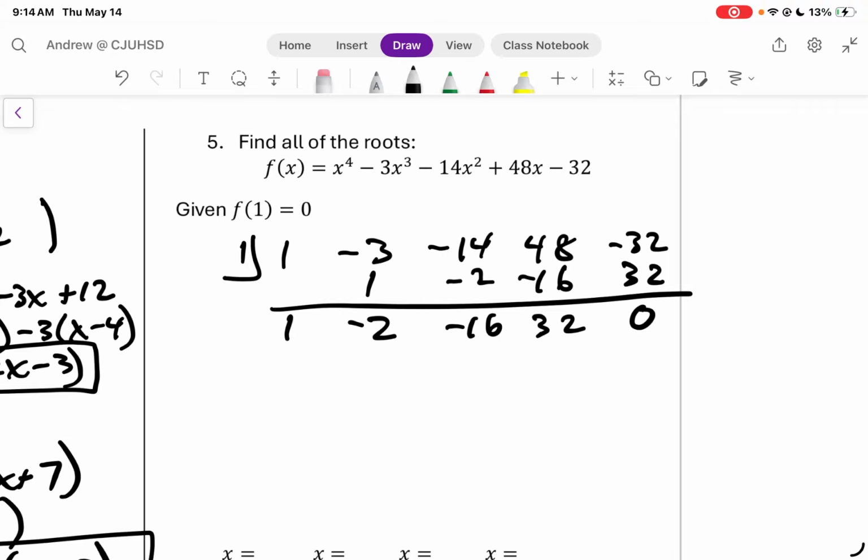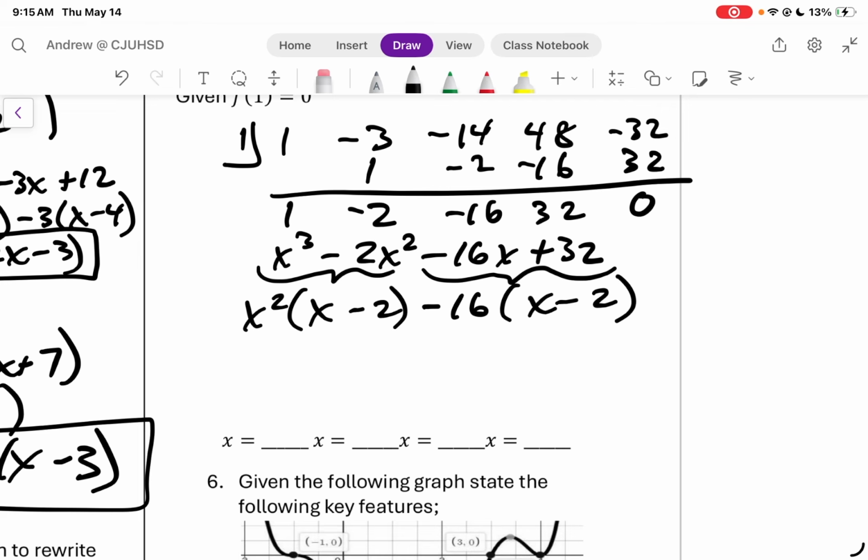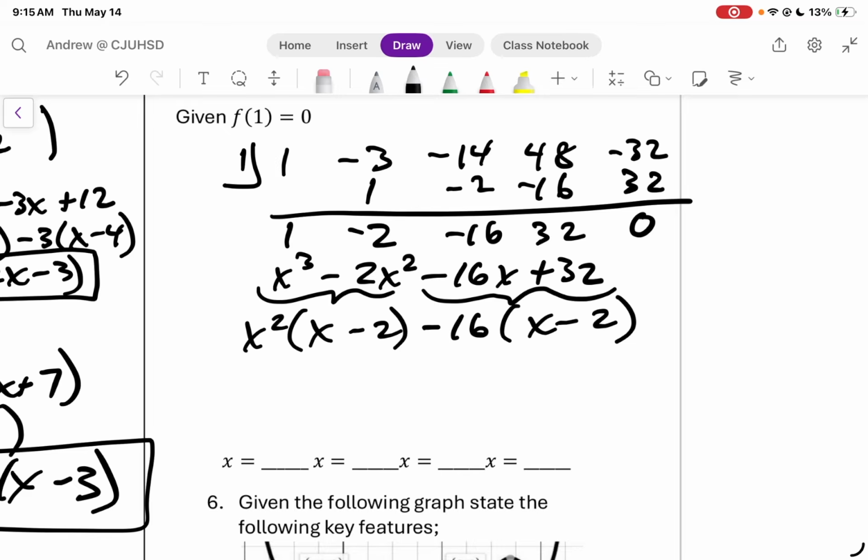So look what we have left. X to the third minus 2x squared minus 16x plus 32. Well, let's see if we can do factor by grouping on that polynomial. So factor by grouping, x squared, leave behind x minus 2, and minus 16, leave behind x minus 2. So our common factor is x minus 2. Gives you x squared minus 16.